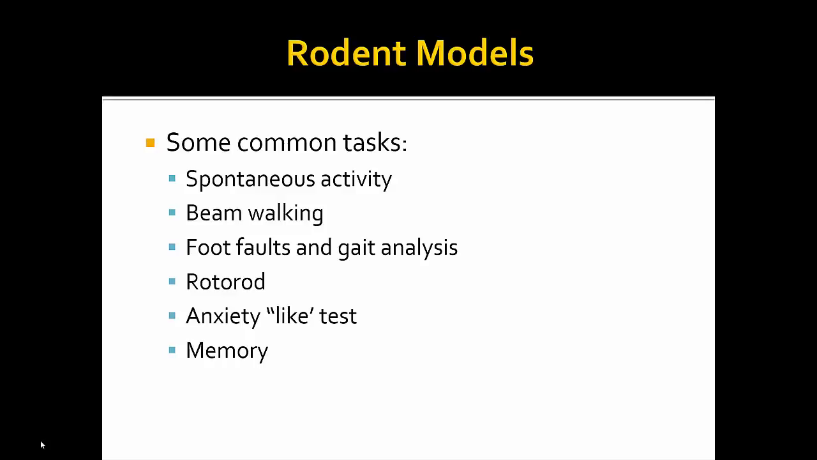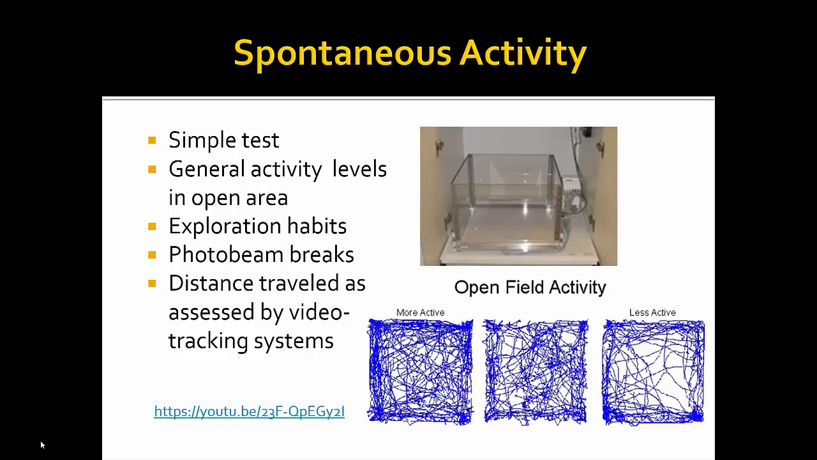So spontaneous activity is a very easy test, very simple thing to do, and it gives you a lot of data. It gives you a lot of different things. When you put the animal in this box, depending on what kind of box you have, it can have photo beam breaks, which can tell you how many times it goes across the box and breaks the beams. It can tell you exploration habits.